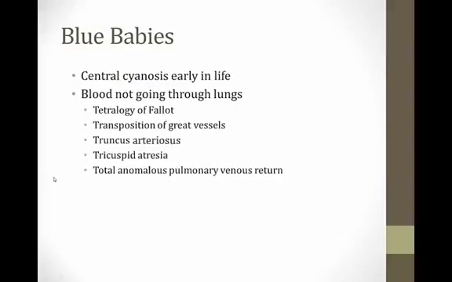So blue babies are babies that are born with cyanotic congenital heart defects, and they will show evidence of cyanosis very early in life, sometimes right after birth. This occurs when there's a heart defect that causes blood to bypass the lungs and causes deoxygenated blood to circulate to the body. There are 5 conditions that cause this, and they're called the 5 terrible T's: tetralogy of Fallot, transposition of the great vessels, truncus arteriosus, tricuspid atresia, and total anomalous pulmonary venous return. We'll talk about all of these in this module.